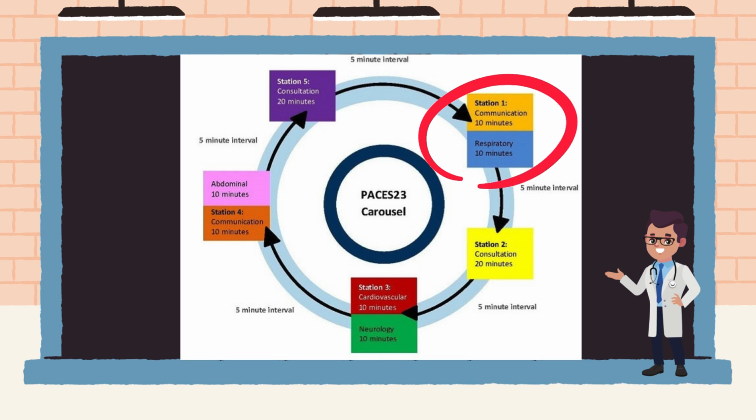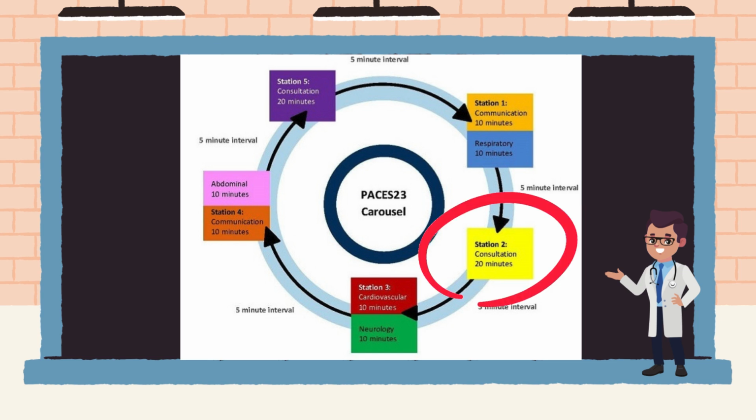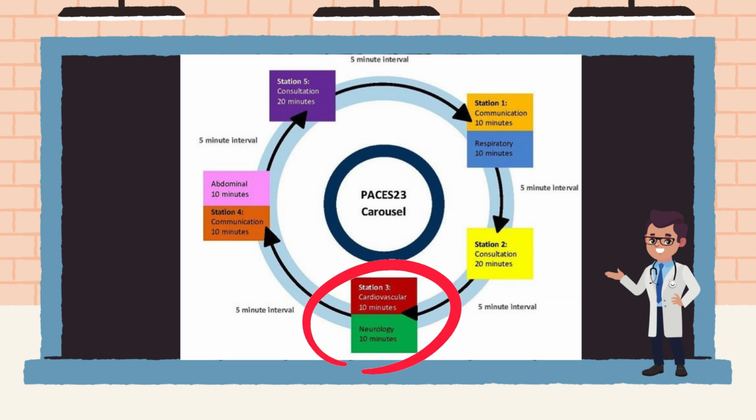Station 1 includes 2 10-minute encounters, one focused on communication skills and the other on respiratory examination. After completing the station, you'll get a 5-minute break, which is standard between each station. Station 2 is a 20-minute consultation station where you'll take a focused history, perform physical examination, communicate effectively, and form a management plan. Station 3 includes 2 10-minute clinical encounters, one in cardiovascular and one in neurological examination.